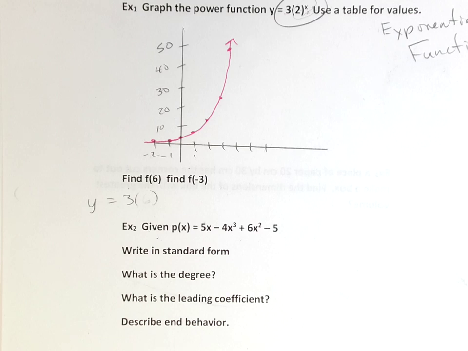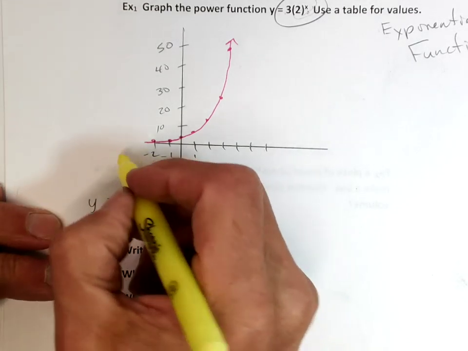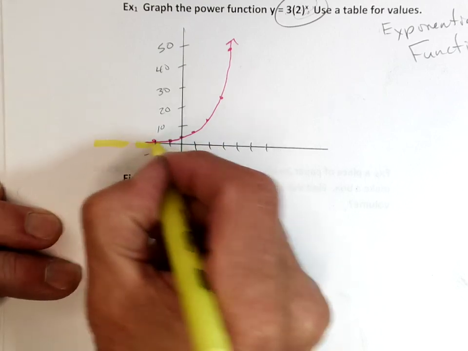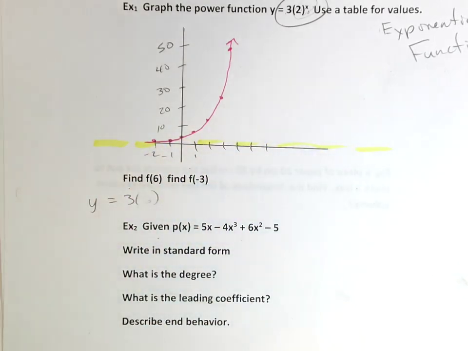Will this graph ever cross this line? No, it can't. It's like half of a half of a half. Will it ever reach 0? No. So we get a horizontal asymptote. Okay? I'm going to draw what we call a horizontal asymptote.